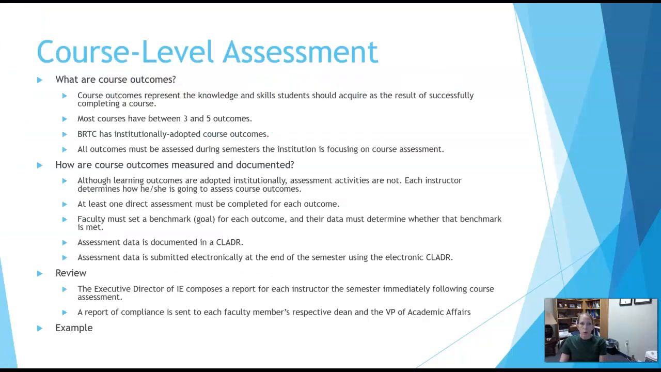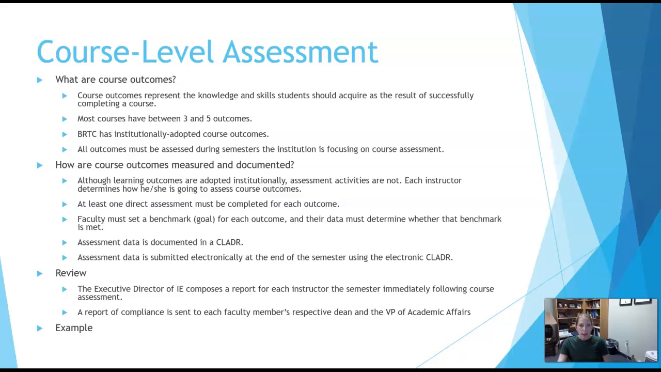So, what are course outcomes? Course outcomes represent the knowledge and skills students should acquire as the result of successfully completing a course. Most courses have 3 to 5 outcomes, and BRTC adopts those institutionally. All outcomes must be assessed during the semesters that the institution is focusing on course assessment. And again, that will be both the fall and spring semesters in the upcoming academic year.